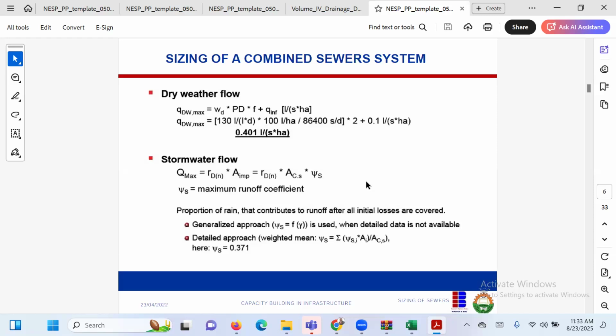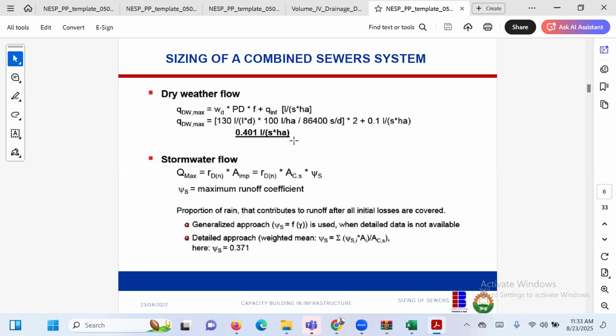So for the discharge, for the storm, no, sorry, for the wastewater, how do you calculate the wastewater? You simply multiply the wastewater discharge by the population density, multiply by the safety factor, and then you add infiltration flow. So here, this is the wastewater discharge. This is the population, the land use intensity. And then this is a safety factor of 2, then plus 0.1, which is just a safety factor. I will get 0.401 liters per second per hectare.